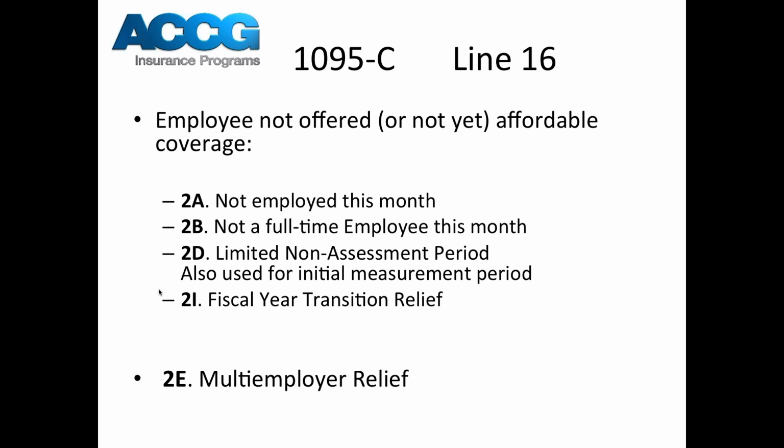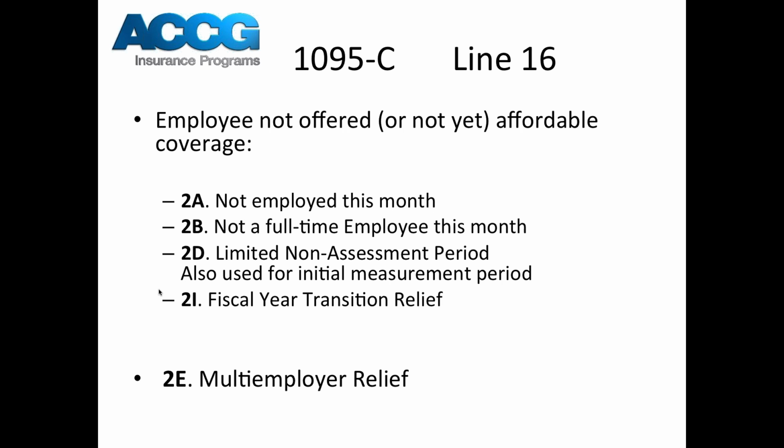So 2A, somebody wasn't employed this month. So if you have a new hire in the middle of the year, they're going to be 2A for quite a while until you do hire them. And if they leave your employment, they're going to become code 2A again. And this is why if somebody's on COBRA, use code 2A. They're on COBRA because guess what? They don't work for you.